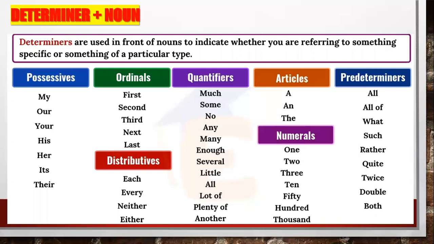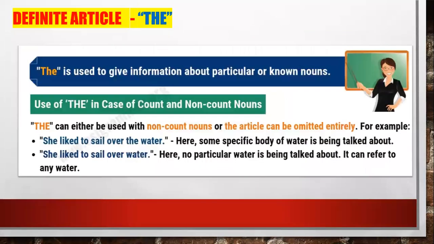You modify the noun using determiners, and you have a lot here: possessives, ordinals, quantifiers, articles, predeterminers, numerals, distributives. You have a lot, all right? And we are going to continue with one of them, the articles. We are going to talk about the articles. Definite article, the. The is used to give information about particular or known nouns. We use the in the case of count and non-count nouns. Now we're going to use this with count and non-count nouns. All right?